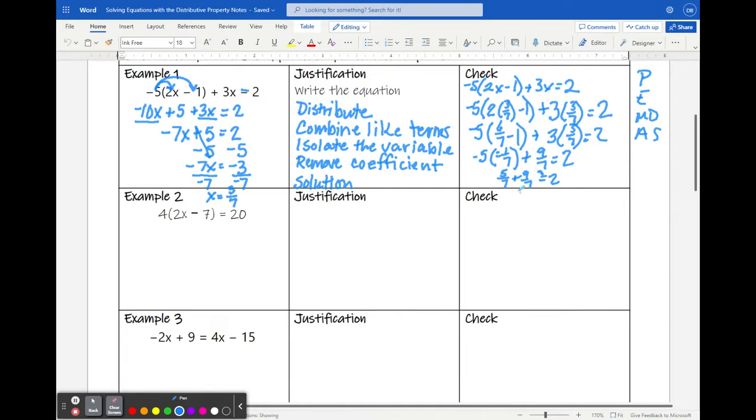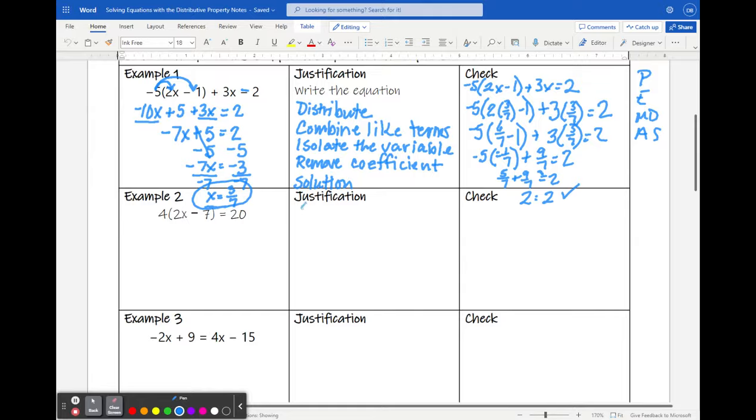5 and 9 is 14, so 14 sevenths. 14 divided by 7 is 2. So that does check out. My solution is x equals a positive 3 sevenths. All right, so let's look at that again in example 2.